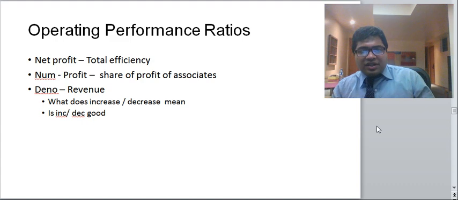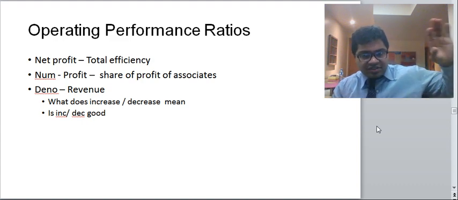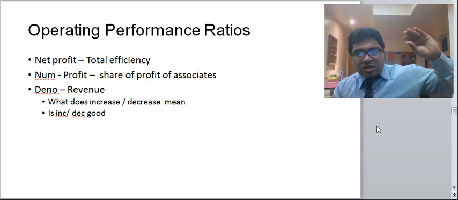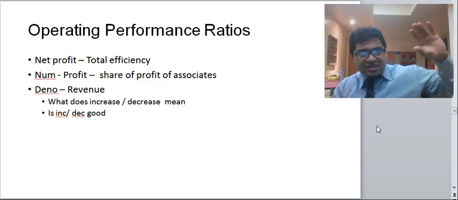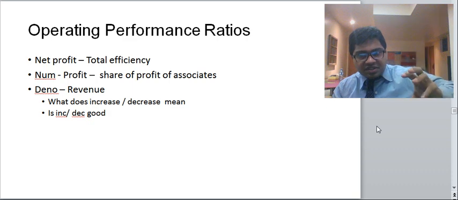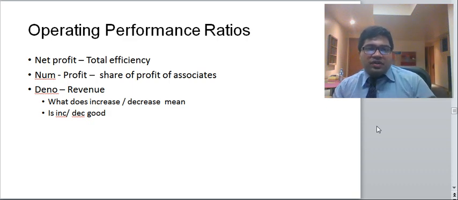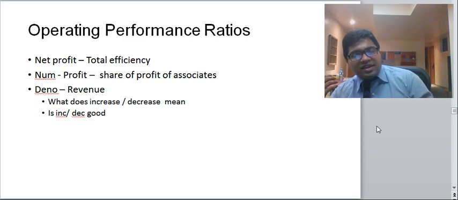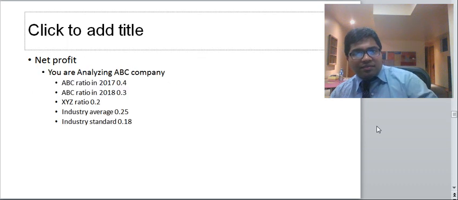Next is net profit. So we saw operating efficiencies given by gross profit ratio, total efficiencies given by net profit ratio. In numerator you have profits minus the share of associates, which generally is not there in most of the income statements. So in numerator you have profits and in denominator you have revenues. Increase means the company is showing more total efficiency, so it is retaining more profit. So increase is good, decrease is generally considered to be bad.